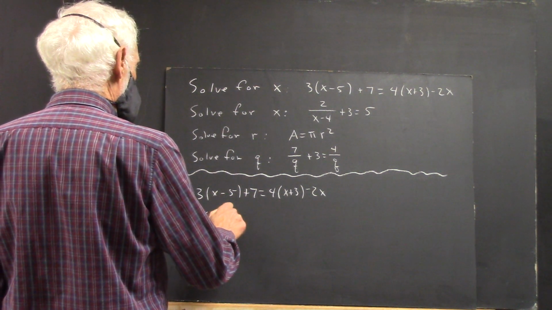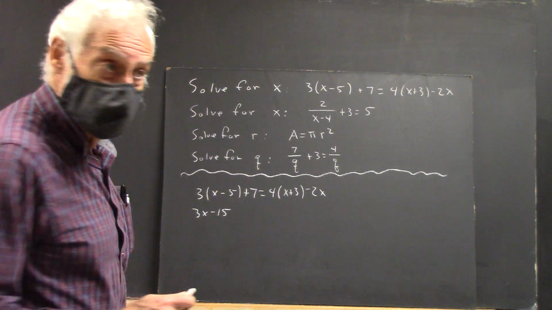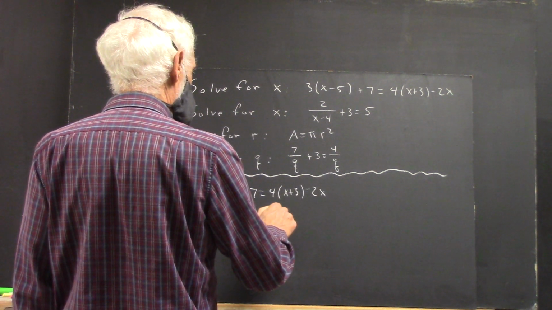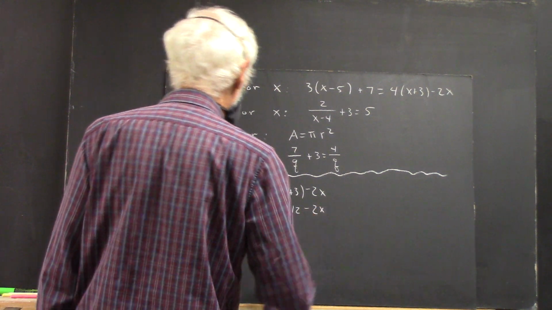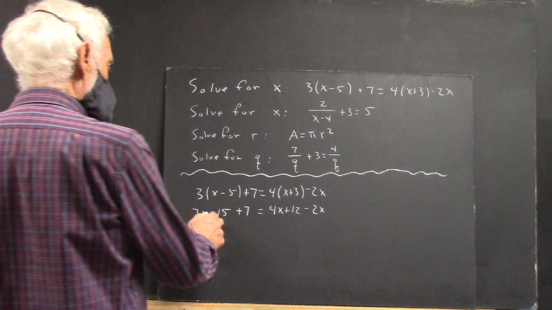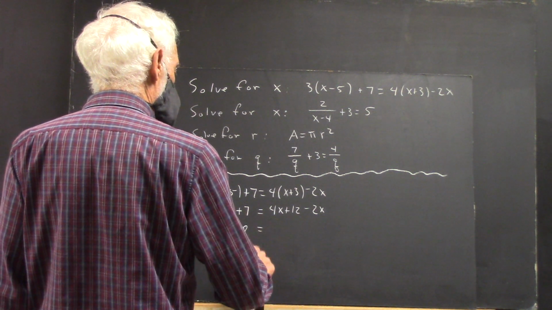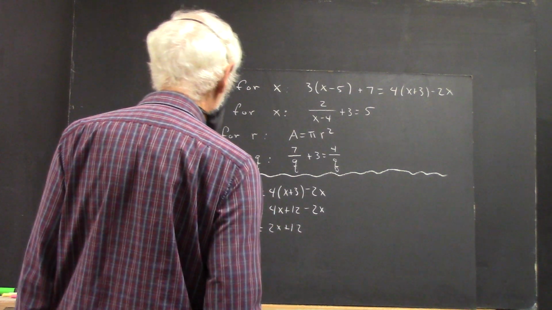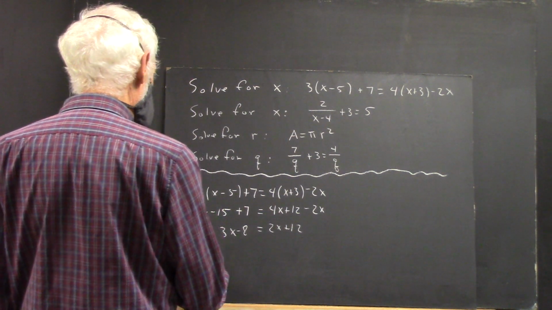We get 3x minus 15. Make sure you multiply the 3 by both of these numbers, right? Okay. I think people are pretty good with that. And then we get 4x plus 12 minus 2x. And then negative 15 and 7 gives us 3x minus 8 equals 2x plus 12. And then we can subtract 2x.